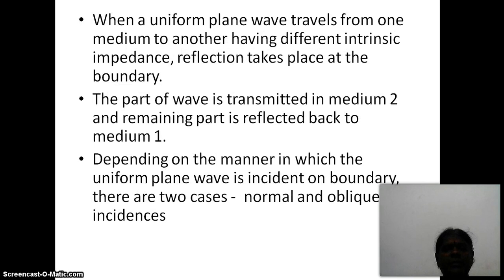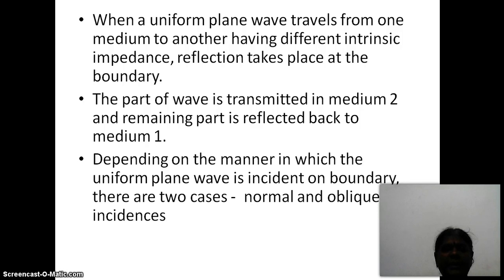So what do we mean by reflection? When a uniform plane wave travels from one medium to another medium, and these two media have different intrinsic impedances, reflection takes place at the boundary. Part of the wave is transmitted in medium B and the remaining part is reflected back. So there are the incident wave, the transmitted wave, and the reflected wave.